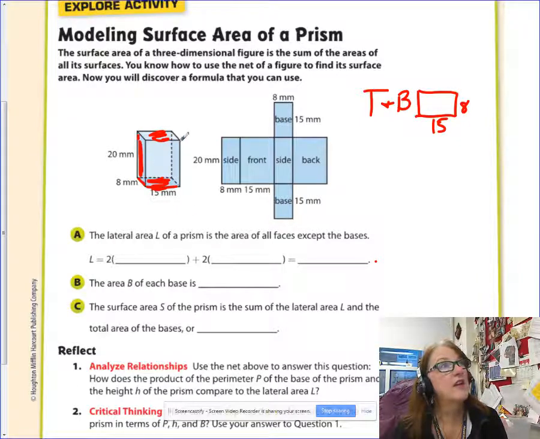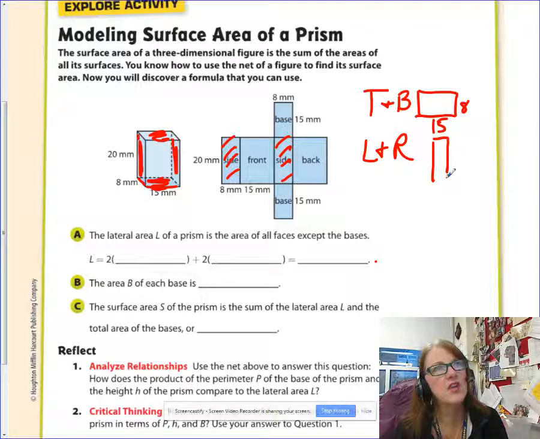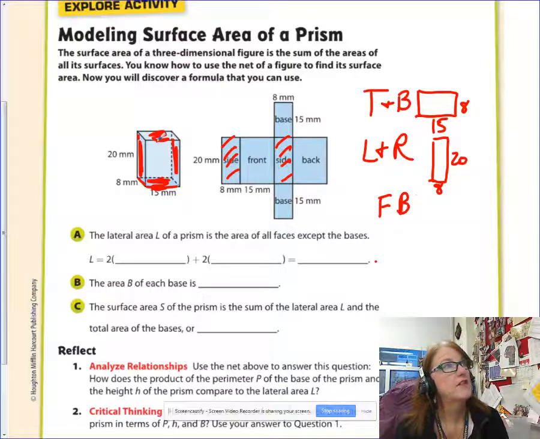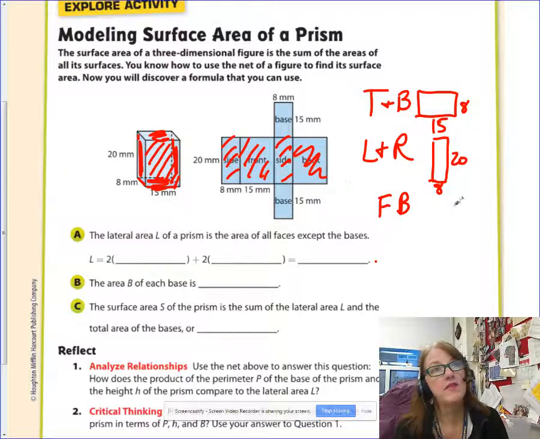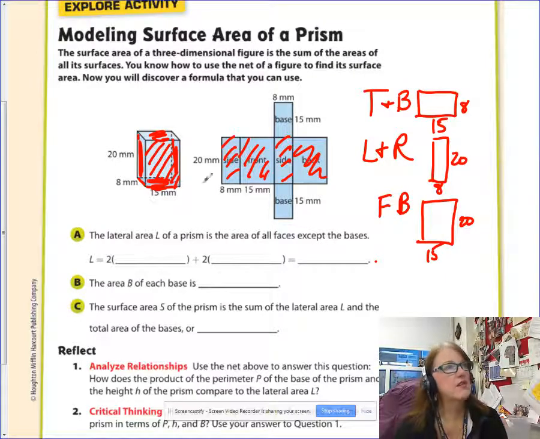Then you have a left side and a right side. Those are also rectangles. Those happen to have dimensions 20 by 8. That's this one and this one on your net. So they're kind of tall and skinnier, 8 and 20. And then finally you have your front and your back. The front and the back are these rectangles, okay, right here, right here. They happen to have dimensions of 15 by 20. Okay, so here's what it's saying here. Lateral would be all the sides. So that would be the left and right, these two, and the front and back.